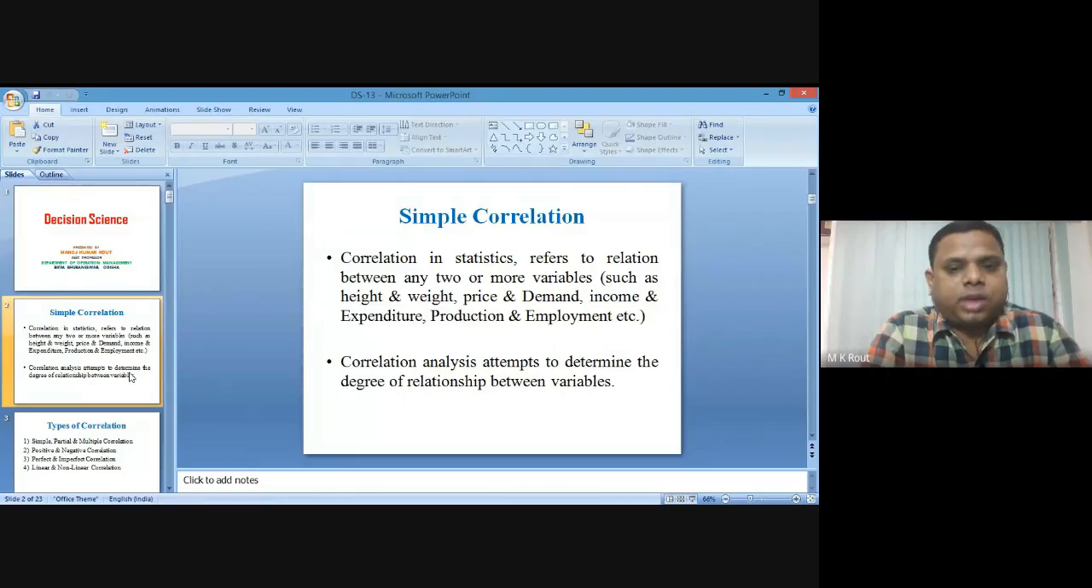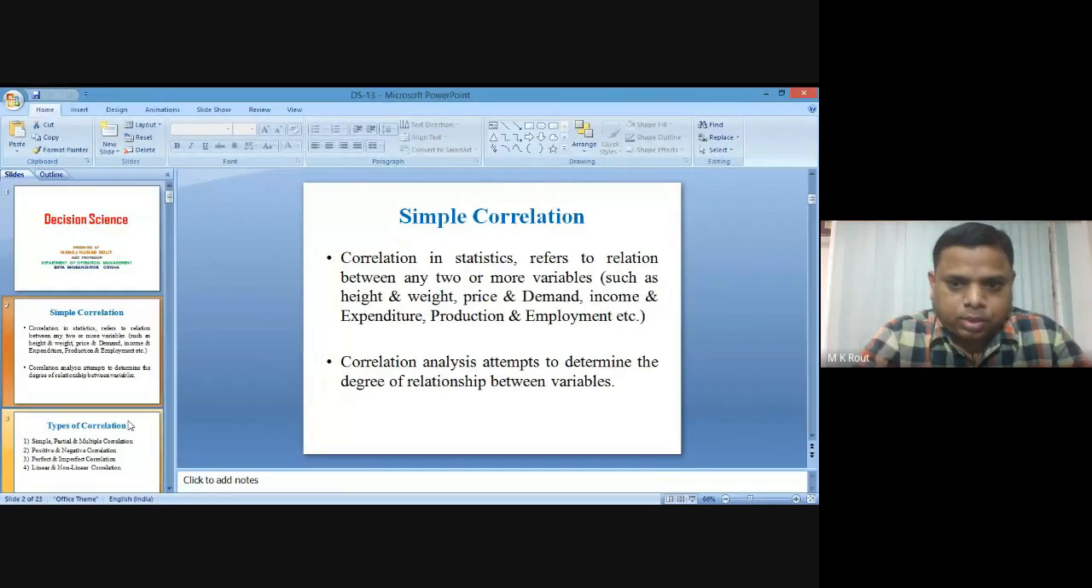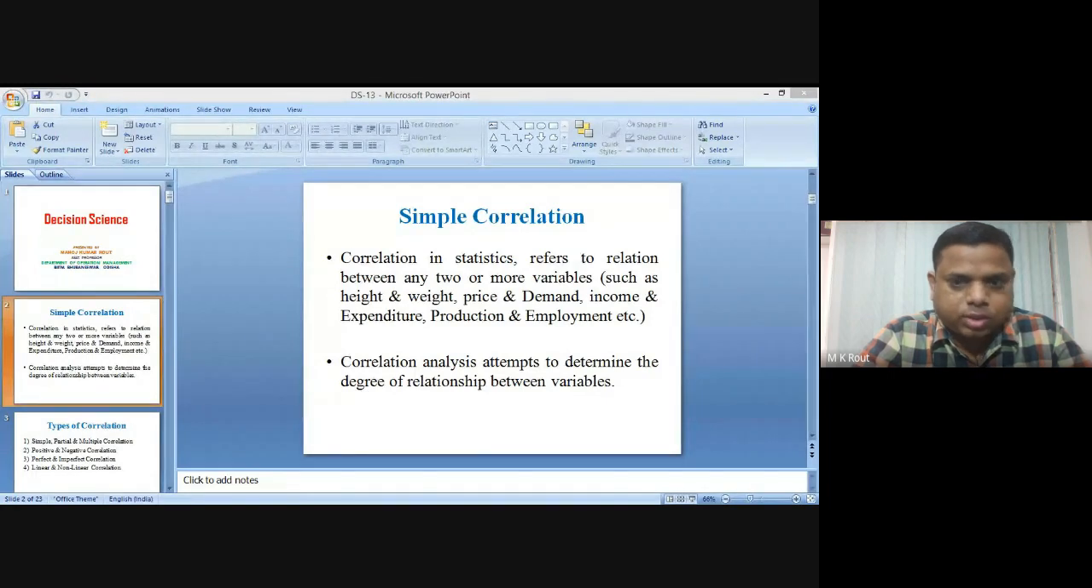For example, whether it should be height or weight, or in case of price and demand, income and expenditure, production and employability for employee.